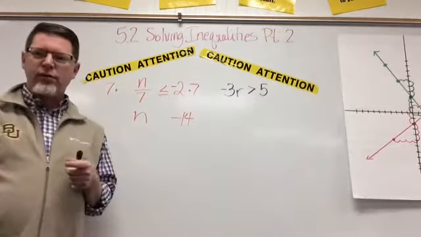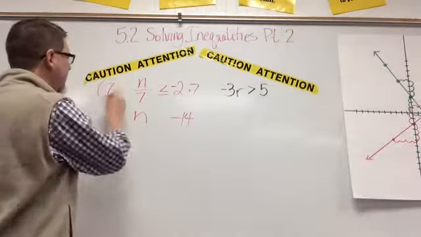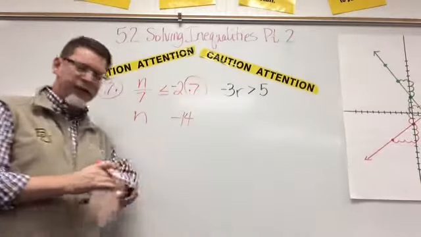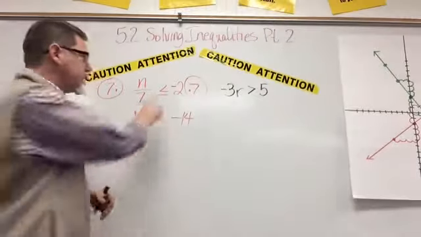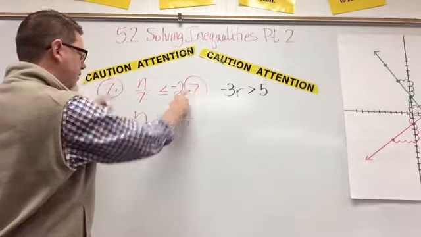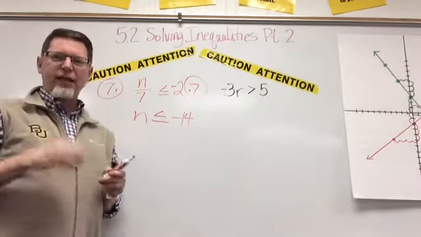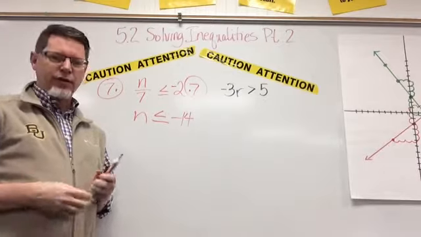Do I reverse the symbol? No, I don't reverse the symbol on this one because the number I'm multiplying by on both sides is positive. It doesn't matter that there's a negative somewhere else. These two are positive, so I do not reverse the symbol. So that's my answer. n is less than or equal to -14.